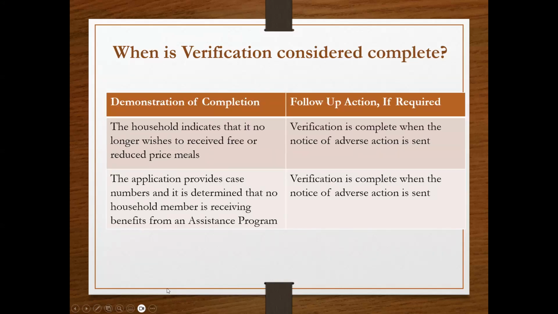Let's say the household indicates that it no longer wishes to receive free or reduced price meals, then verification is complete once you send that adverse action letter. Or another instance can be the application provides case numbers and it's determined that no one is participating in an assistance program, then verification is complete when the notice of adverse action is sent.